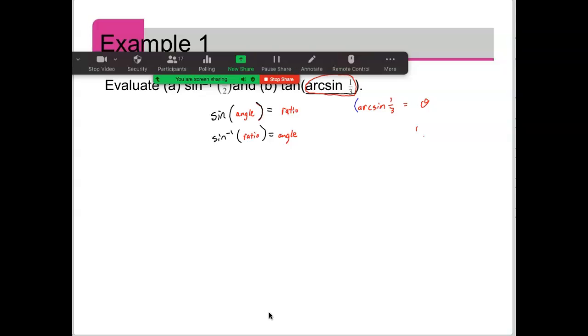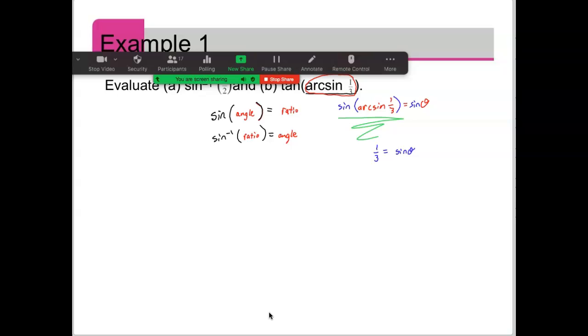So let's take sine of both sides again. What's sine of arcsine of 1/3? What is this left-hand side here going to simplify to? What happens when you compose two functions? Yeah, they're just two inverse functions. They're going to cancel each other out. I'm just left with 1/3 equals sine of theta.